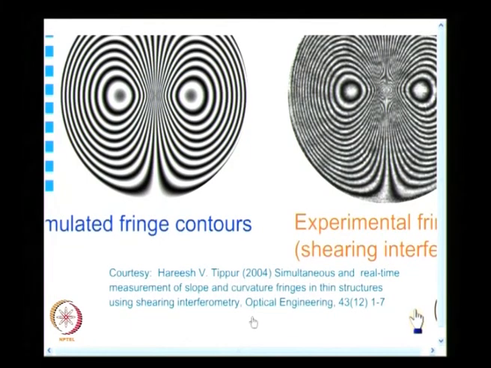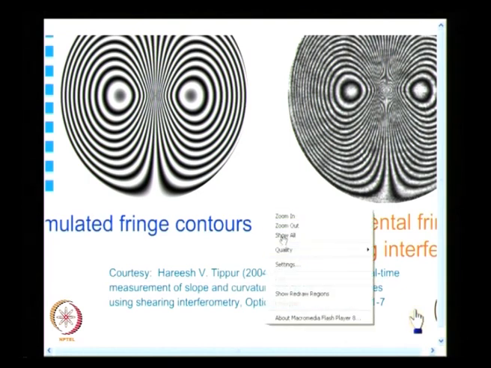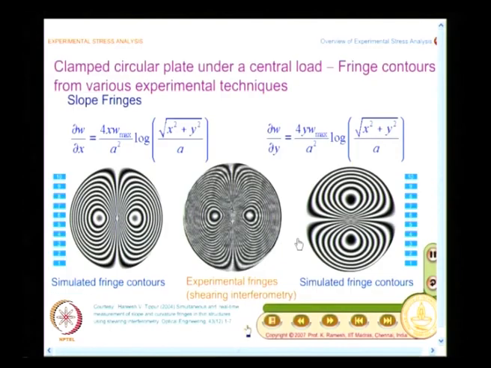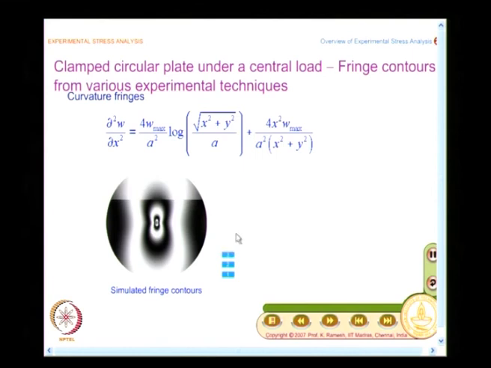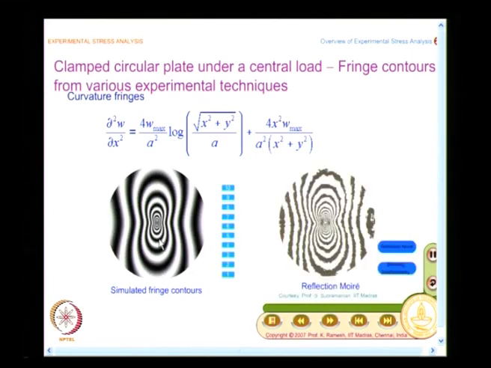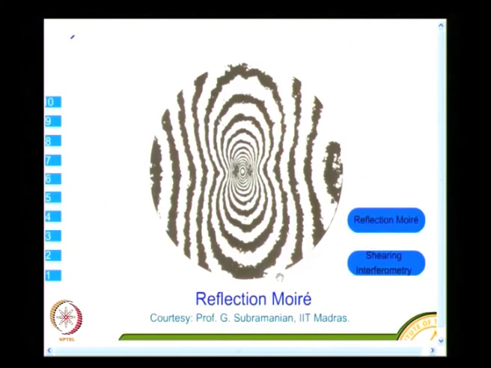This is on a silicon wafer. So, it is a simultaneous and real time measurement of slope and curvature. You see only slope fringes here, and what we would see now is the curvature. Curvature information looks like this, and the simulated fringe contours are like this. And if you go to the experimental technique, you have a nice set of curvature fringes. You may think, from the experimental fringes we have seen earlier, these borders are not smooth, they are jagged, but you see the shape is what you have seen here.